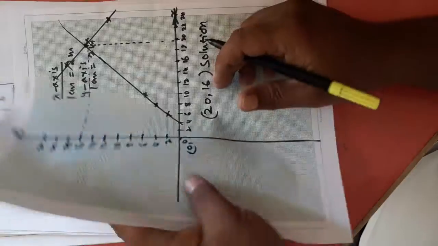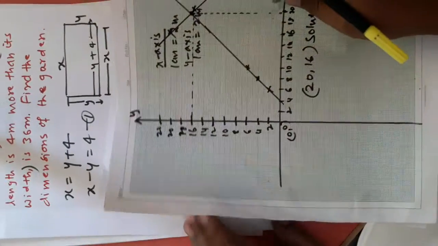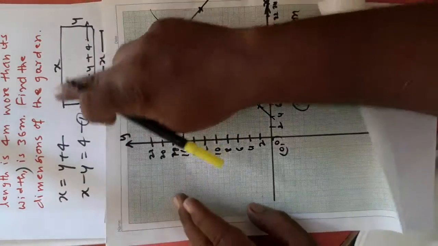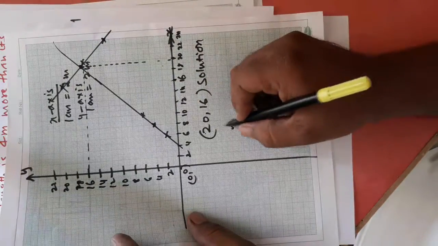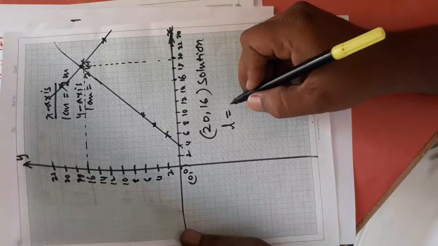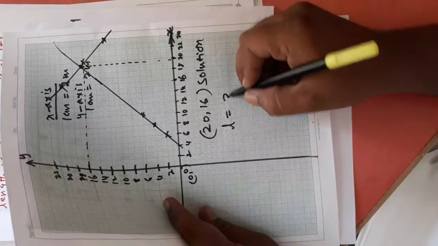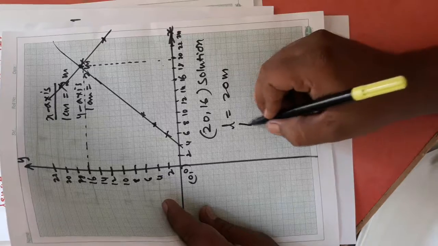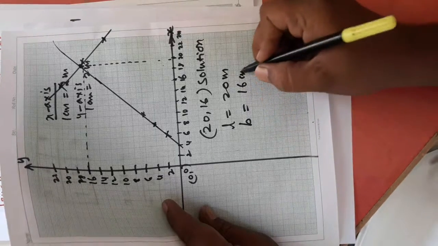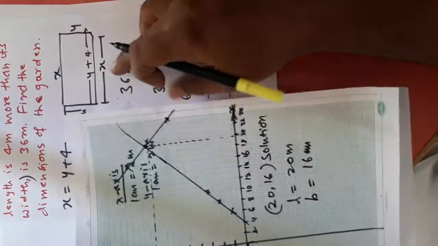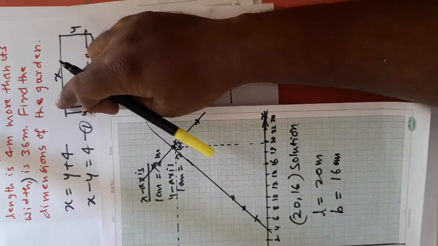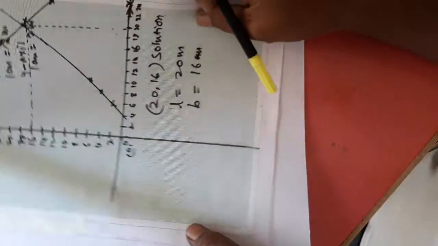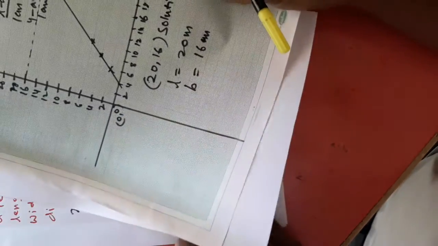What we imagined is, we imagined length as x and breadth as y. That means the length of that rectangular garden is 20 meter and the breadth of this garden is 16 meter, because we assumed that length is x and breadth is y. So this is how we have to find the dimensions graphically.